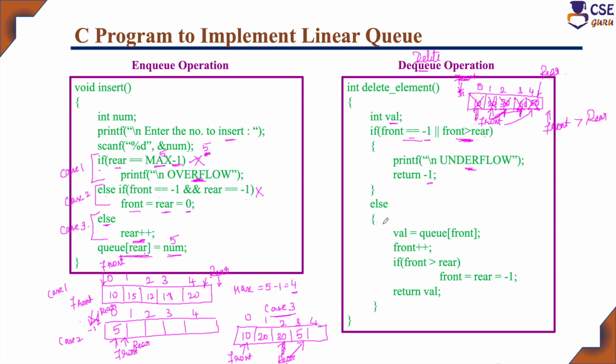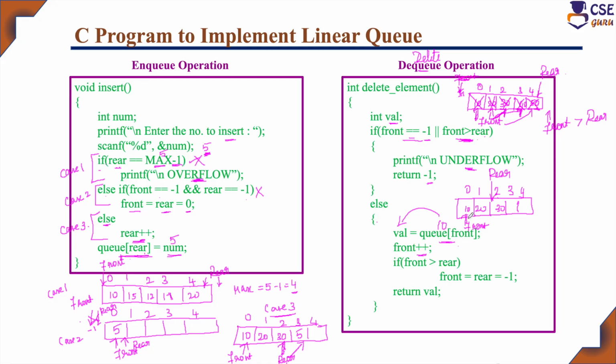Else, what is the value you want to delete? For example, here 0 to n minus 1, and here elements are placed. Now front is pointing to the first memory location and rear is pointing to the third memory location. That is array of 2. Now Q of front. What is Q of front here? 10 is Q of front. That will be stored in the variable val.